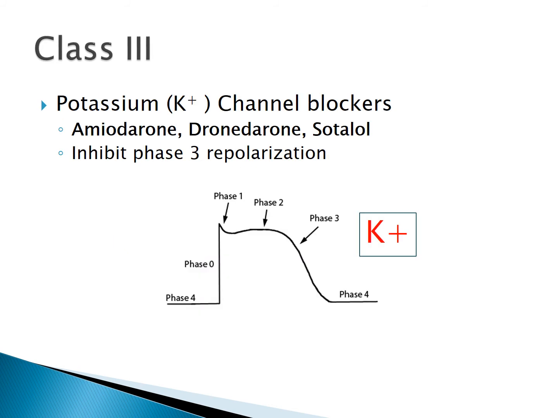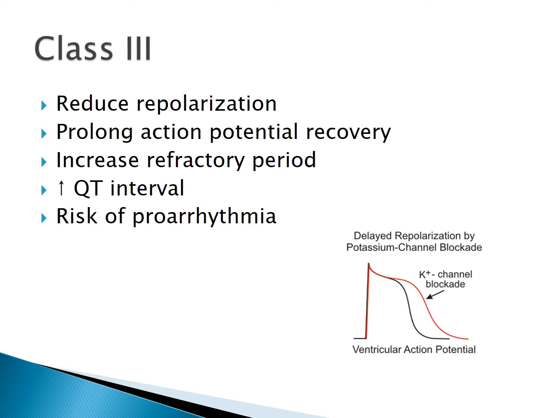Now we can move on to class 3 antiarrhythmics, which you may remember are the potassium channel blockers. This class has 3 medications: amiodarone, dronedarone, and sotalol. These medications block potassium, so they primarily affect phase 3 of the action potential, delaying repolarization.